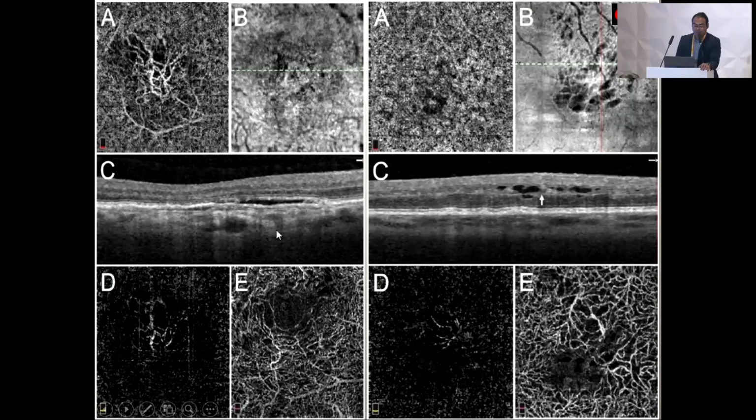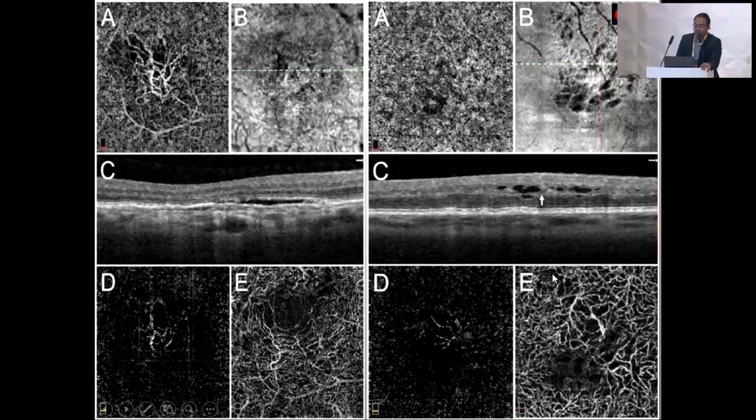So the image on the left is a type 1 CNV, which occurs below the RPE level. So you can see at the level of the superficial layer, there is no CNV net. This is the deep layer. This is the outer layer, and this is the choriocapillaris, where in all three you can observe the presence of a CNV net. This is type 1 CNV.